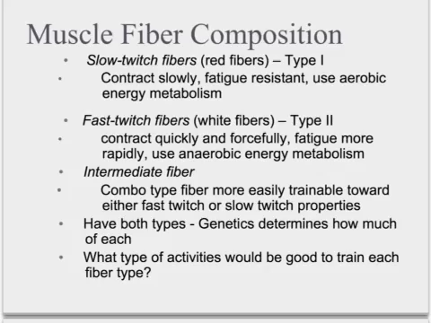Muscle fiber composition means really the type of muscle that ends up making up your body, and this can kind of tell you a lot about yourself. So there are three different types of muscle fiber that your body could potentially have, and they are: one, slow twitch; two, fast twitch; and the third type would be intermediate fiber.